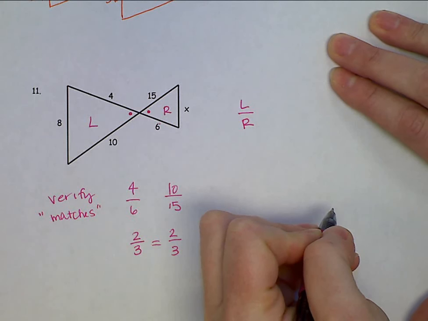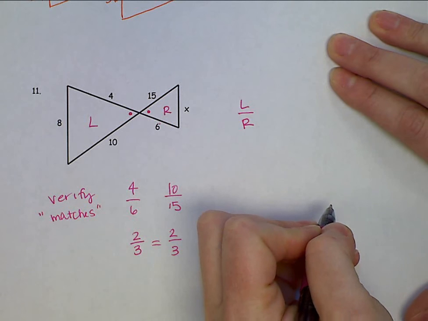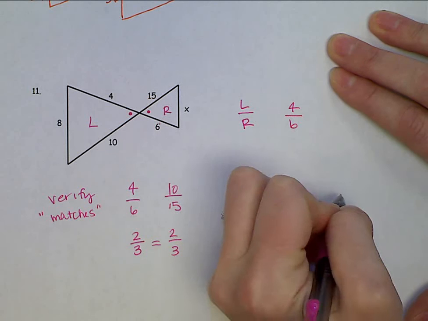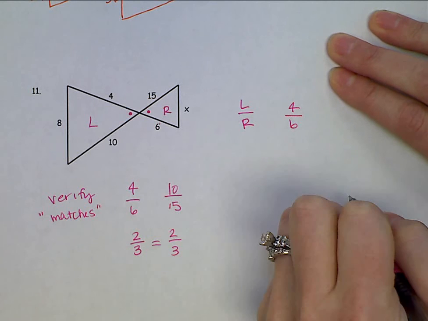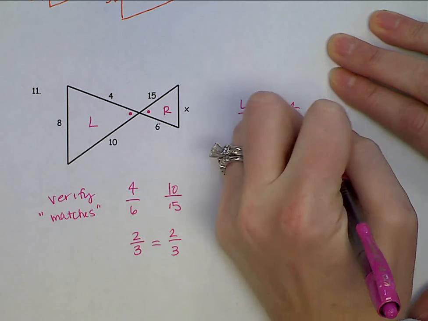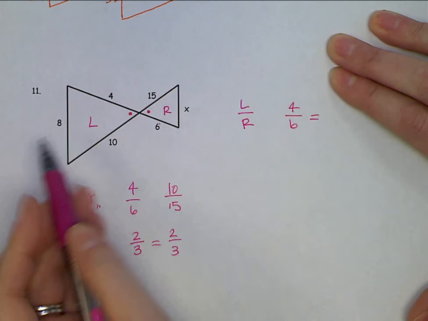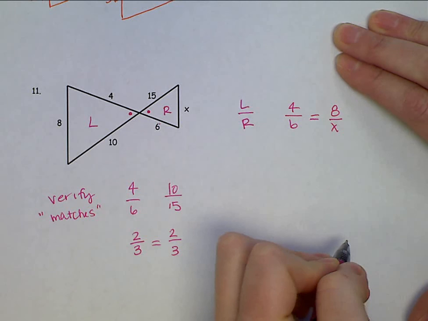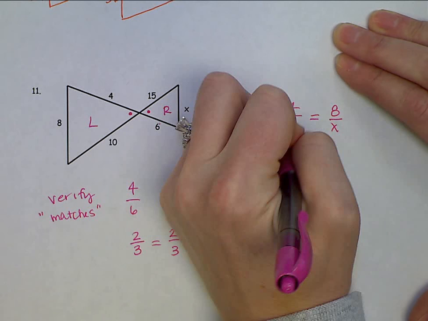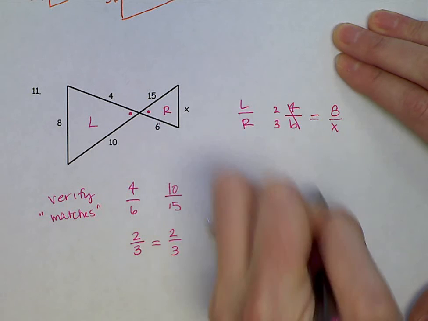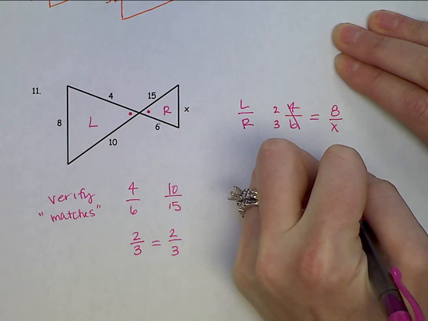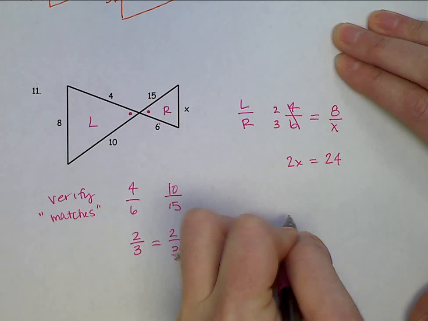Okay? So now we can set up our proportion where we're doing left over right. We're still solving for x. I'm going to choose the smaller two sides. So I'm going to choose 4 over 6. If you went with 10 over 15, that's fine. I'm going to choose 4 over 6 equal to left over right, 8 over x. Obviously 4 over 6 again reduces to 2/3. You get 2x equals 24. Divide by 2, x is 12.